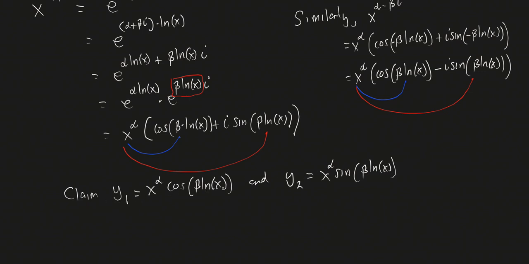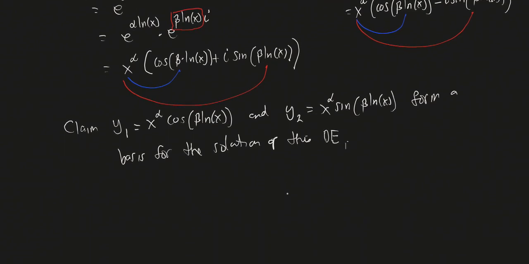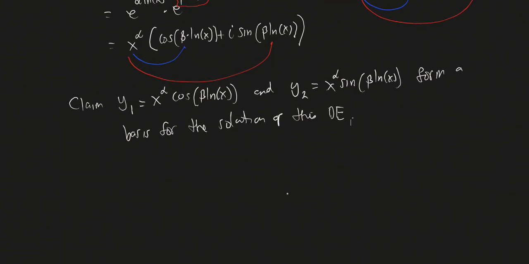So we're going to claim that this function and this function form a basis or fundamental set for the solution of this DE or this case, right? So how do we verify this? Well, we could do the Wronskian, but I want you to take a look to see just how messy it would be, differentiating and setting up our determinant.